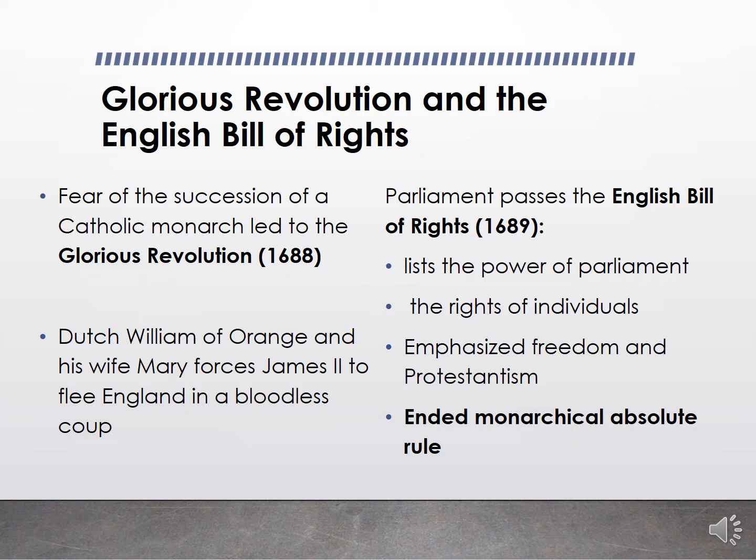So in 1688, there's this big coup that's staged, and it's called the Glorious Revolution because it is a bloodless coup. Nobody dies, there's no wars or anything that happens. Essentially, what it leads to is the exile of King James II. And what the English parliamentarians do is they invite some new monarchs to come and sit on the British throne. And they invite Dutch William of Orange and his wife, who was the sister to King James II, to come and sit on the British throne.